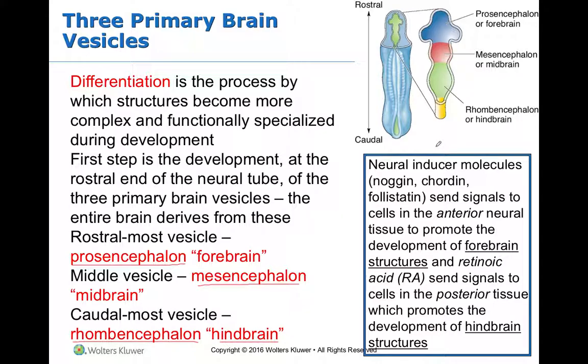So these neural inducer molecules, noggin, chordin and follistatin, send signals to cells in the anterior neural tissue. This allows for the promotion of the development of forebrain structures. Retinoic acid, on the other hand, sends signals to cells in the posterior tissue, and this helps to promote the development of hindbrain structures. So here, along the level of the neural tube, you're seeing differentiation where some regions of the tube will become prosencephalon or forebrain, some will become mesencephalon, and some will become hindbrain or rhombencephalon.